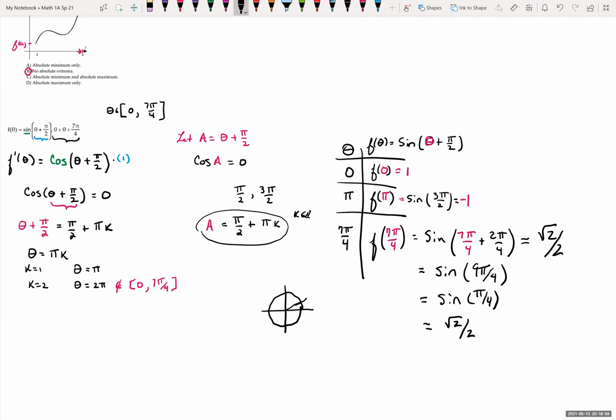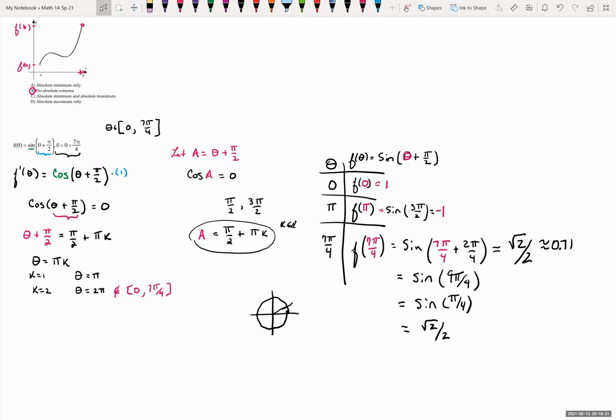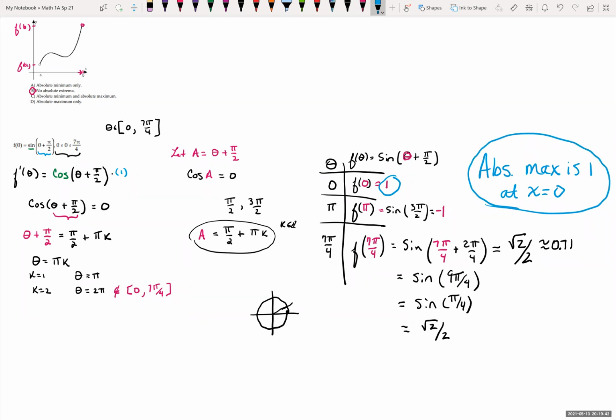Because we're looking to see what's the highest number and what's the lowest number, the square root of 2 over 2 is approximately 0.71. So the highest number that we get back for our y is our absolute max, and we can see that our absolute max is 1 at x equals 0. And the smallest y value that we get back is -1. And so we have an absolute min of -1 at x equals pi.